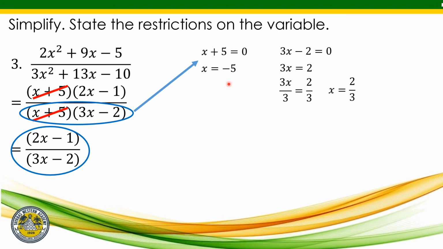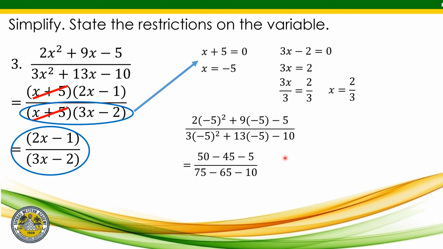Kung gusto nyo ma-check kung tama yung solution ninyo, na magiging 0 yung denominator, pwede naman. So, ganito ang gagawin. Gamit yung ating given, 2 times negative 5 squared, sa negative 5 ako nag-substitute, plus 9 times negative 5, minus 5, over 3 times negative 5 squared plus 13 times negative 5 minus 10. Okay? Kung ano yung ginamit natin sa numerator na value, yun din yung gagamitin nating value sa denominator.